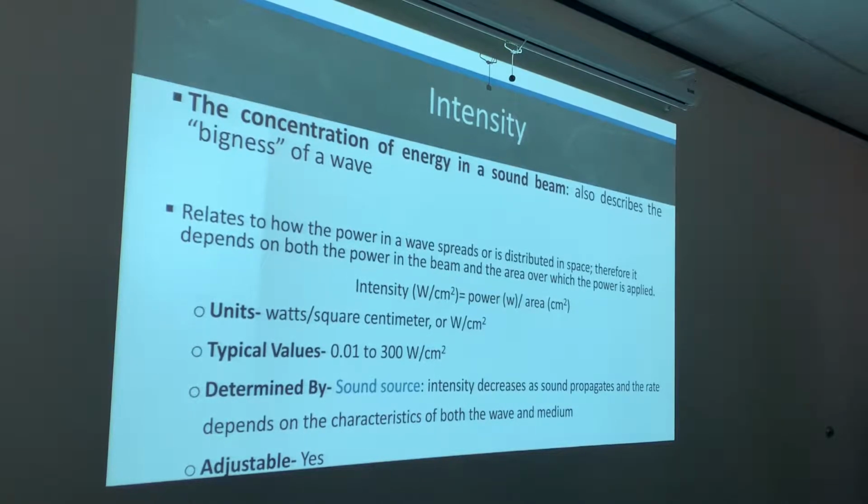All right. Again, intensity is related to the power of the beam over an area. The units for intensity are going to be watts per centimeter squared.